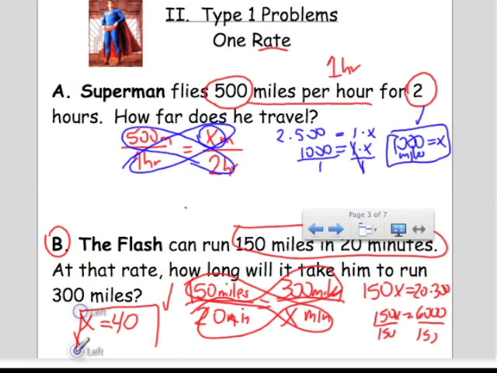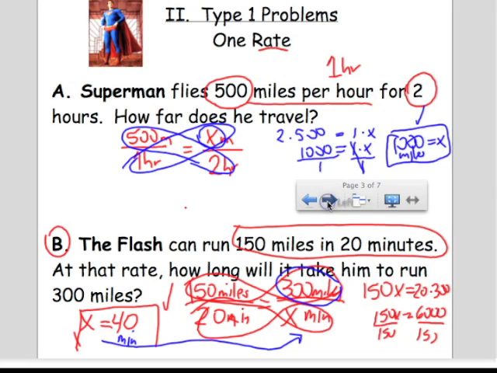And so what that means is that for 300 miles, it takes him 40 minutes to complete those 300 miles. So this is 40 minutes. Hope you had that answer correct. That was a type 1 problem that we reviewed.